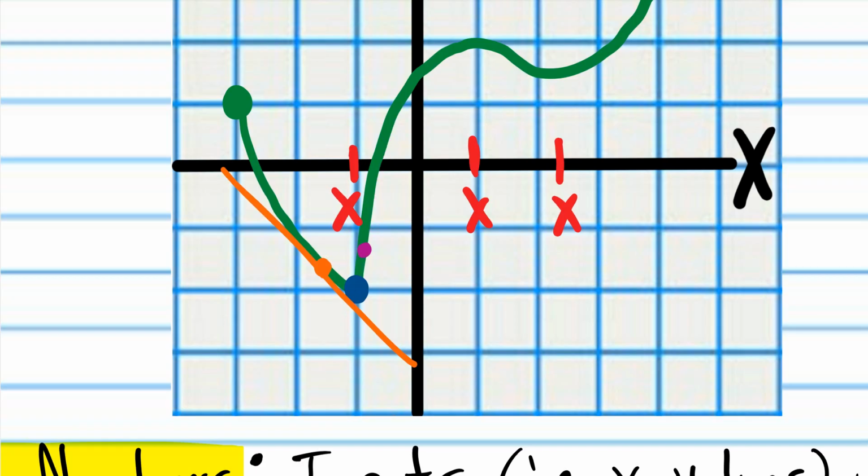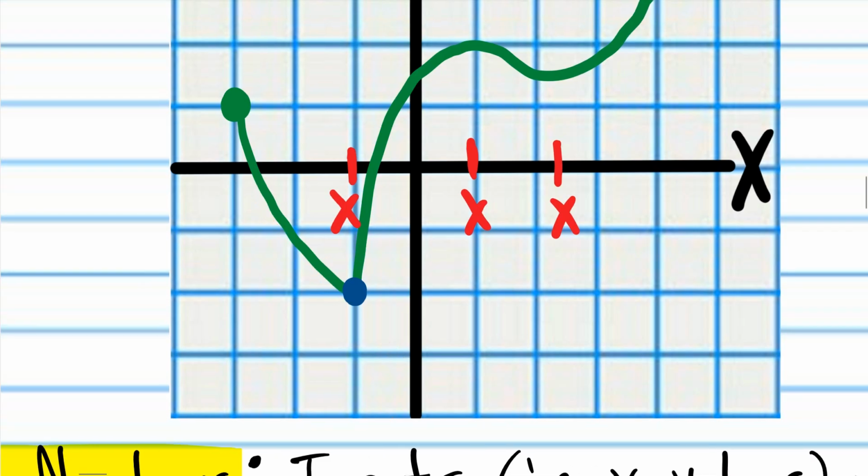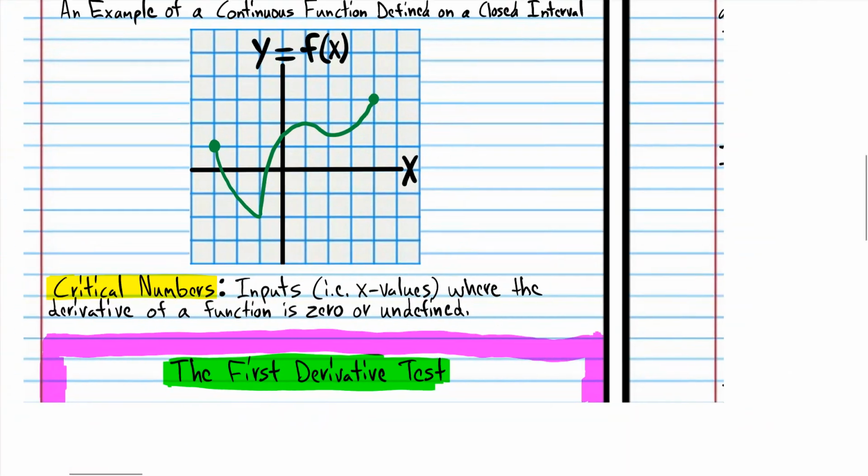So because the slope of the tangent line, that is the derivative, changes from negative to positive, that blue point contains a minimum value of the function. The y value of that point is a minimum value of the function. So that's how this works.